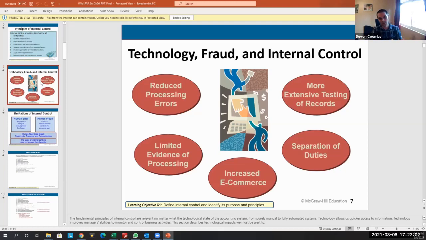They know if you order on your phone through credit card, there's no way an employee can steal money or fudge the numbers. While if you go into a store and buy a coffee, the employee might just give you a coffee and pocket the cash, right? There's not a strong control against someone doing that. And so their companies are incentivized to try to get you to use their technology because it ensures that they will receive the money. And so that's where technology, fraud, and internal controls are important, right? It reduces these processing errors, limited evidences of processing, and increases the e-commerce.